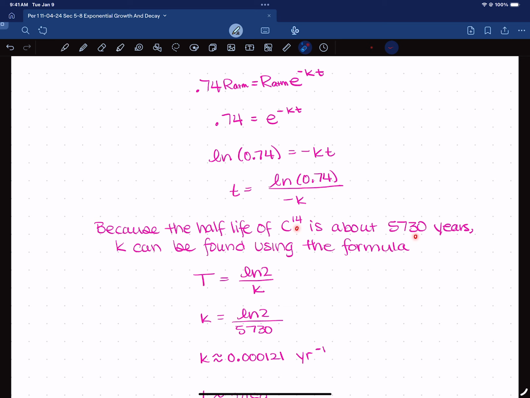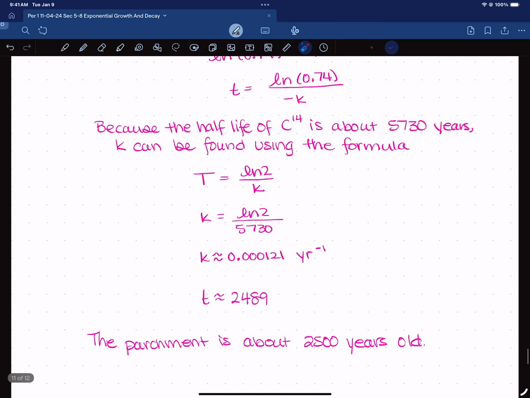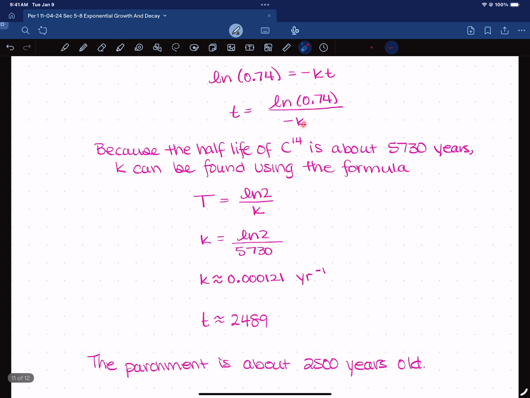And then we still need to find out what K is, but remember the half-life time for C14 is about 5,730 years. So we can use this formula, solve for K, and you get this. So this is the constant K for C14. And if we plug that K value into this formula, you wind up with this. So the parchment's about 2,500 years old. So that's an example of using carbon dating.